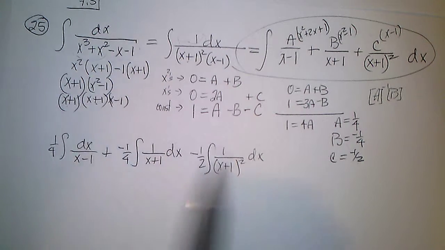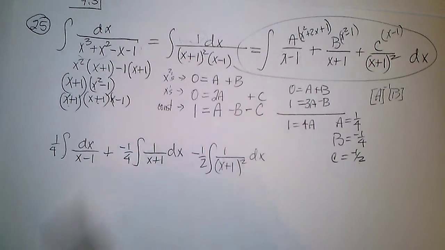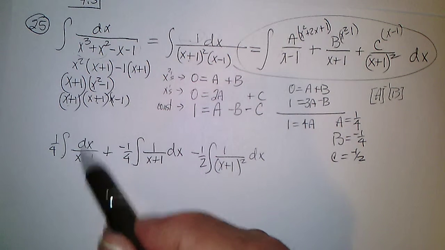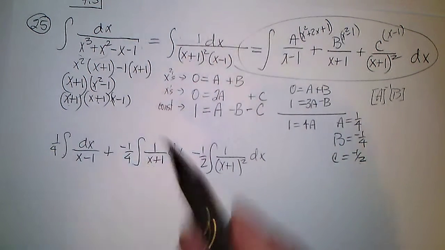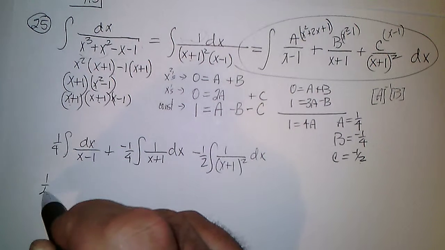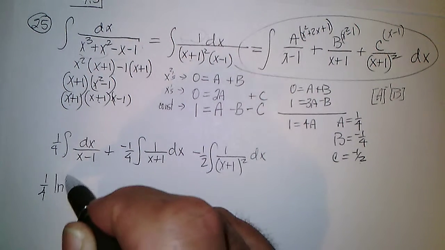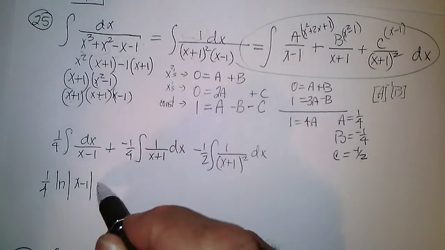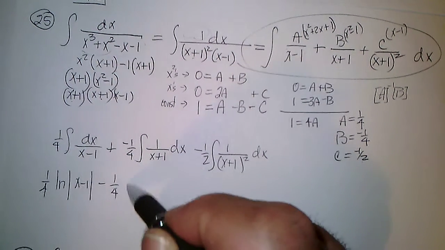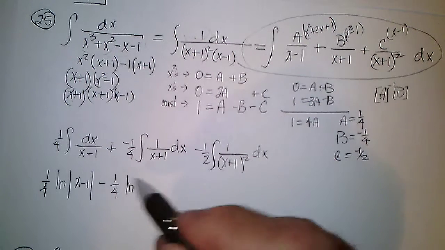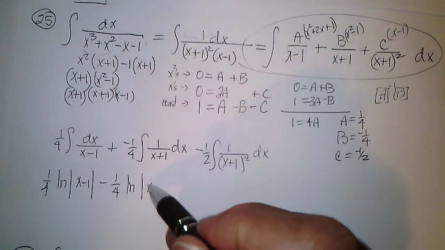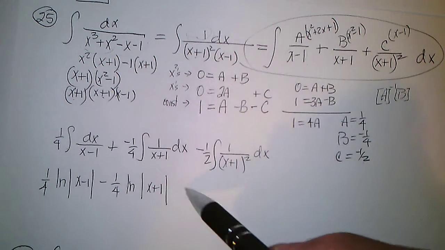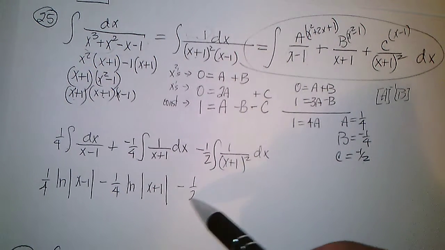You could do u substitutions for all these, but since it's just 1x, and if you let u be that, du would be dx, and you'd have the integral of 1 over u, which is just ln. So this is 1/4 ln of x minus 1 minus 1/4 ln of x plus 1. And this would be minus 1/2.